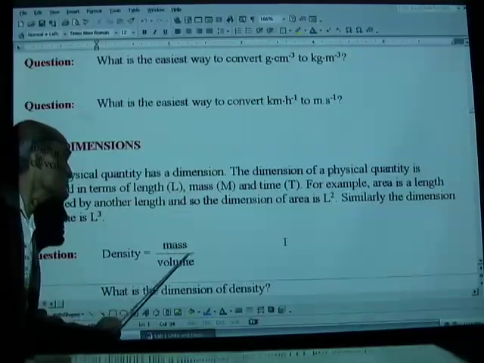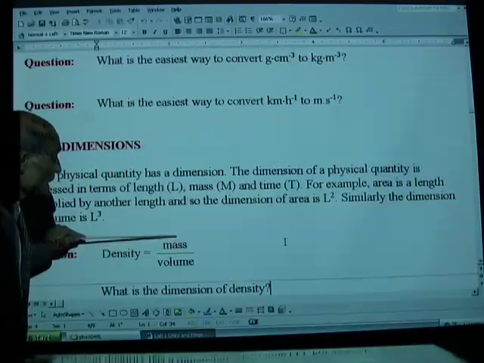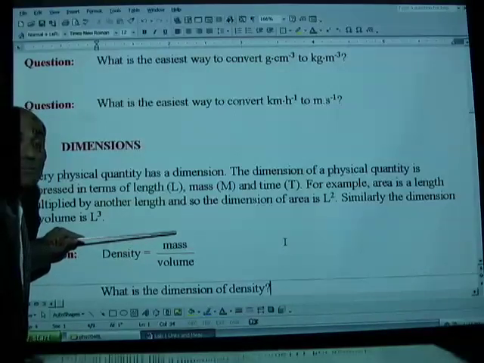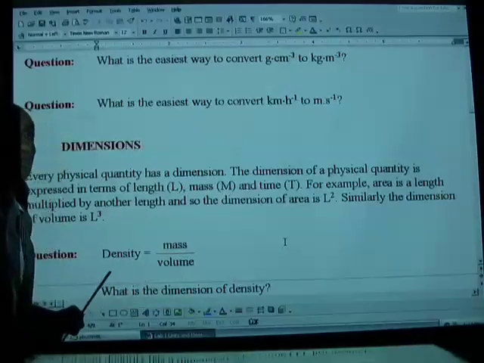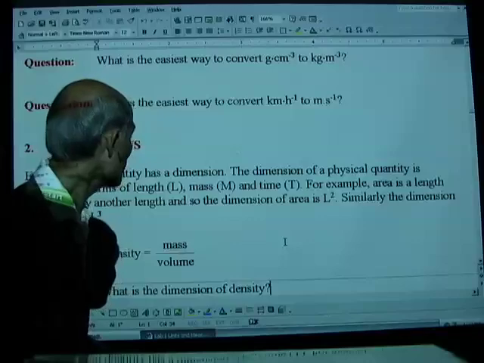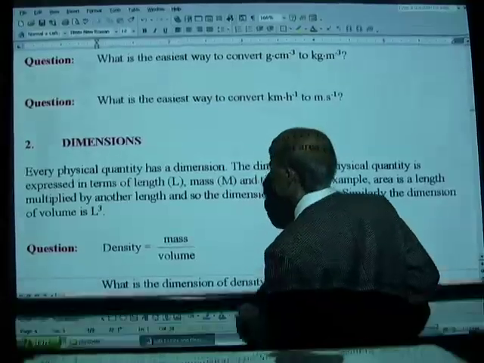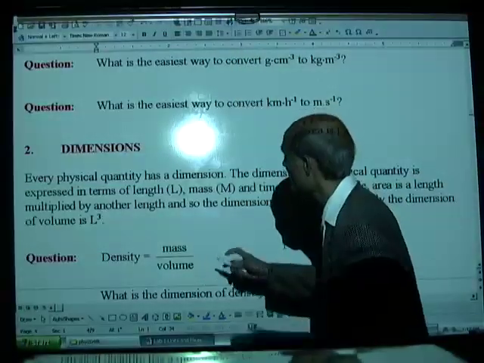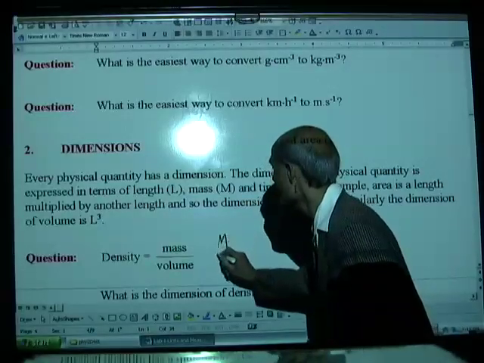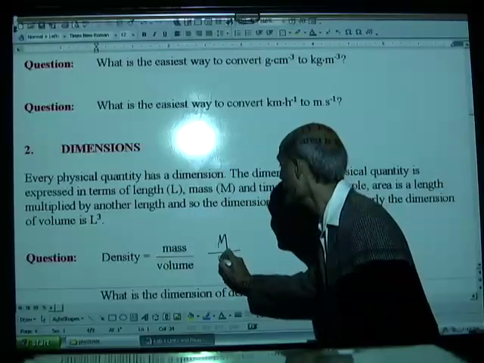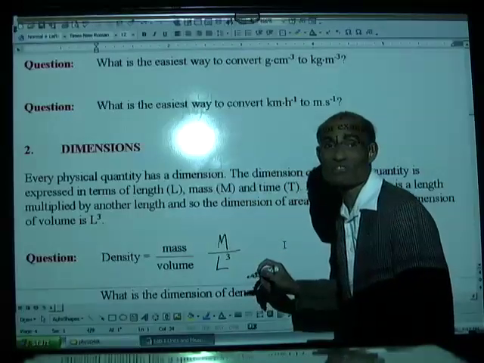Density is mass divided by volume. And therefore, you replace mass by its dimension, which will be uppercase M. Volume is L cube. And how do you therefore write the dimension of density? Now, watch how it is written. We write it like this. The dimension of mass is M, and the dimension of volume is L cube. Now, is it right to leave it like this?